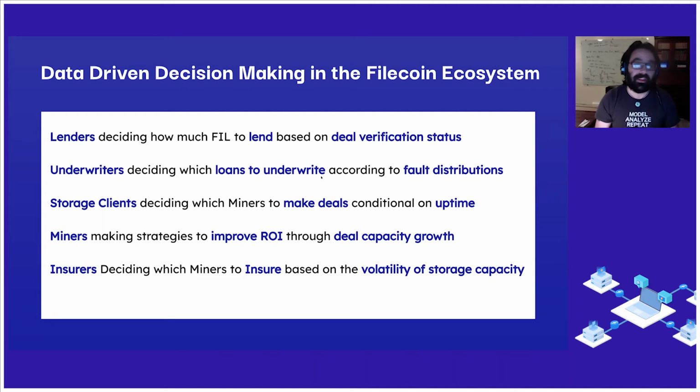So lenders are making decisions about how much to lend based on maybe the deal verification status of miners who they would be lending Filecoin to. We can imagine the emergence of underwriters who actually underwrite those loans to make sure that these lending providers actually have their risk managed properly. I think a standard case would be storage clients deciding which miners to work with and what they're willing to pay for those services.